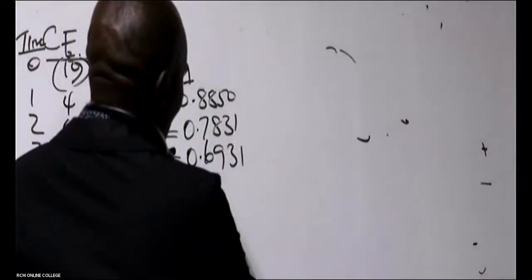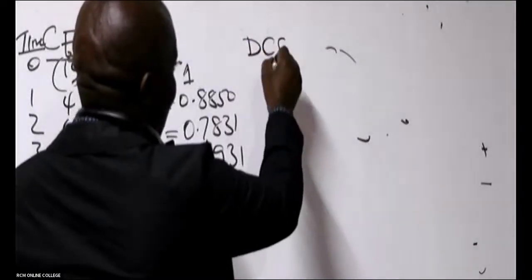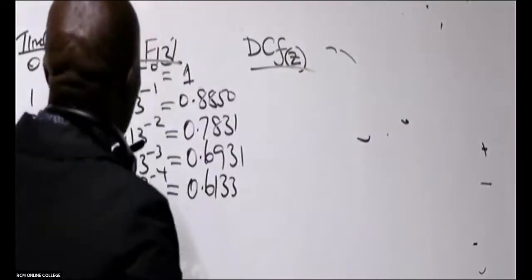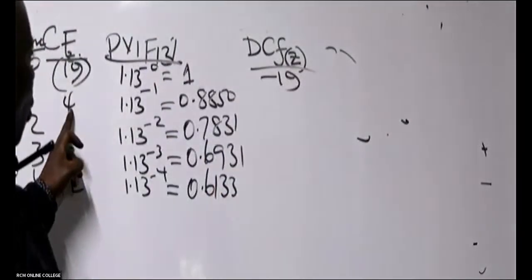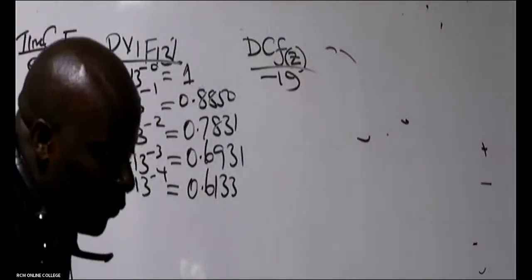6133. So 0.6133. So then come and give us discounted cash flows for Z. So this will be negative 19. The others I don't know. 4 times this 8850 is 3.540.